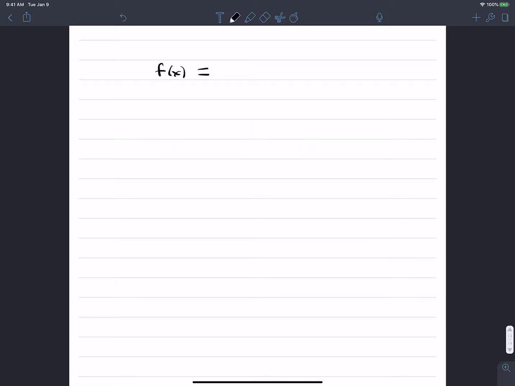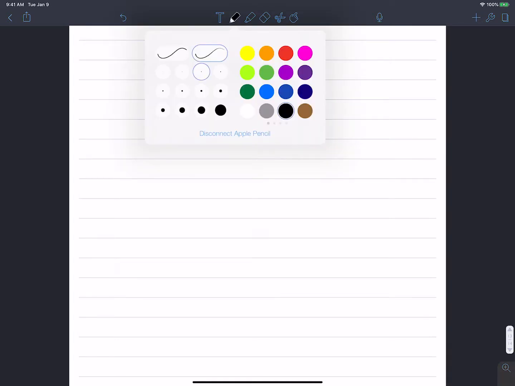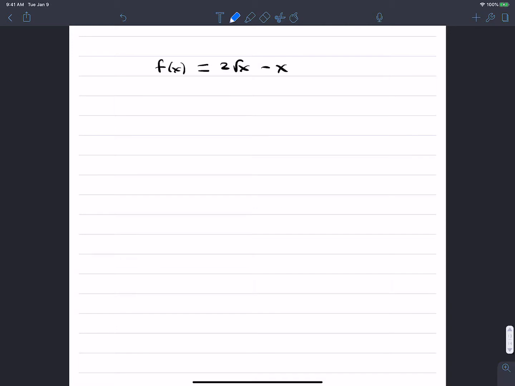So we can pick out some nice curves here. How about, let's pick out a nice square root curve. 2 square root of x minus x. Let's try something like this. Okay, we're going to have to go through all the analysis again for this. This time, I'm going to go through it a bit faster. All right?